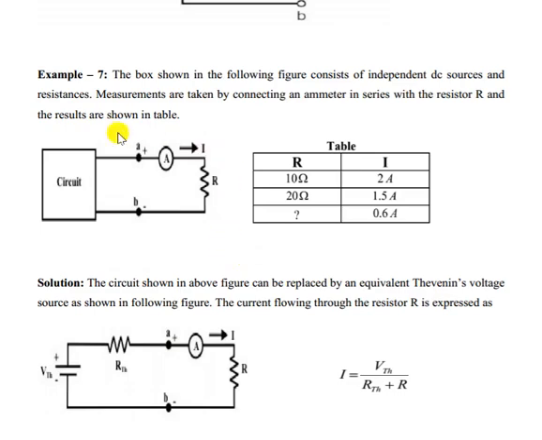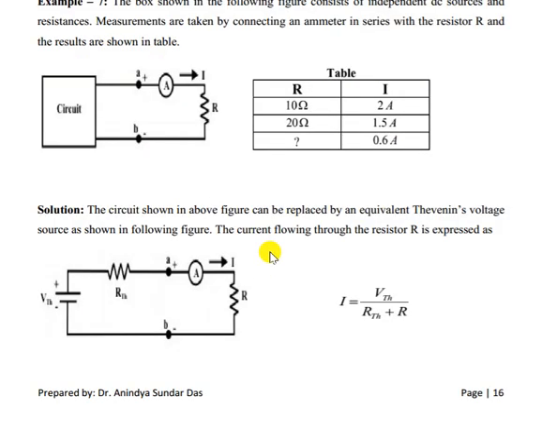This is a very interesting problem. Suppose we have a network or a circuit. We know the load resistance value and the current. Now for this current, what is the load resistance value, that you have to find out. So applying Thevenin theorem, what you can write: VTH, RTH, and R, and there is a current flowing.